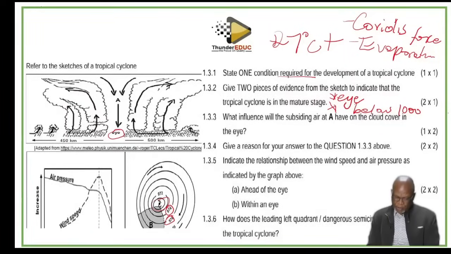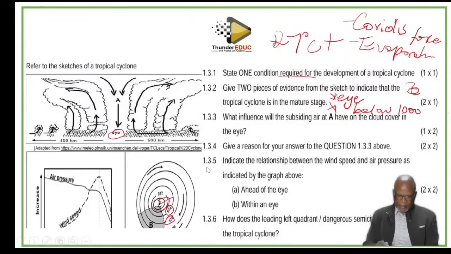And then again, it is important that sometimes the examiner can ask you to draw a symbol to represent the eye of the tropical cyclone. You see, that is the eye of the tropical cyclone. This is the symbol for the eye of the tropical cyclone. It must be represented like that. Give a reason.